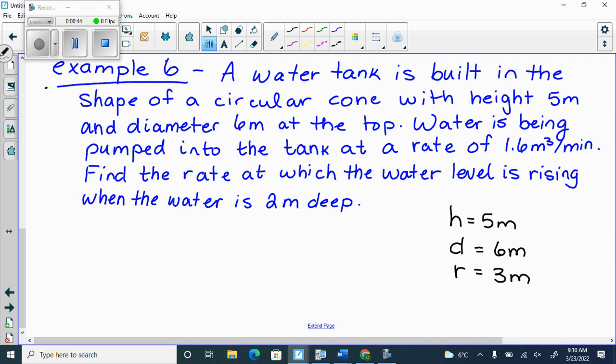Okay? Now here it says, so it's an inverted cone. They're filling it up and then the water comes out. So here it says, water is being pumped into the tank. So it's being pumped in, so that's positive. I'm getting more water. Correct? It's not coming out. At a rate of 1.6 meters cubed. Meters cubed is units for what? Volume. And minute is units for time. So we're going to have dV over dt, because our units help us to know what they gave us. And it's increasing because they're pumping water into it at 1.6 meters cubed per minute.